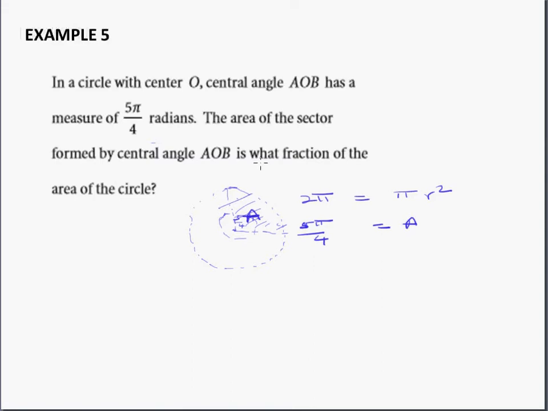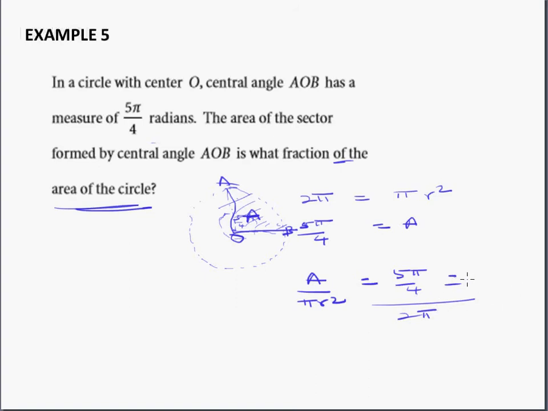So the question is the area of the sector formed by central angle AOB, which is this AOB, is what fraction of the area of the circle? So that means A divided by pi r squared is what we are looking for. And that should be equal to 5 pi over 4 divided by 2 pi.